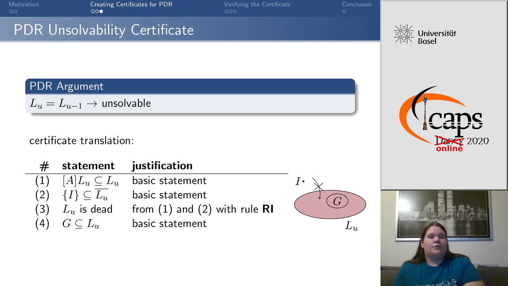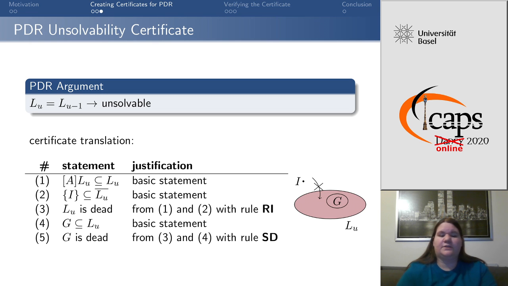Next, PDR also guarantees us that the set of all goal states is always a subset of all layers. And as you can see from the picture, this actually also already allows us to conclude that the set of all goal states must be dead, because it is a subset of LU.